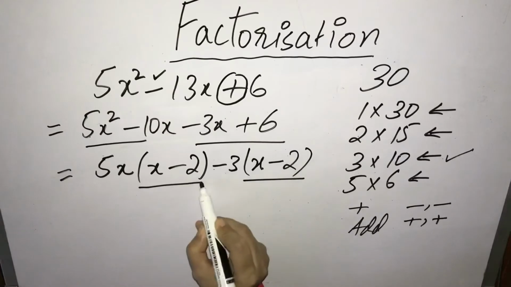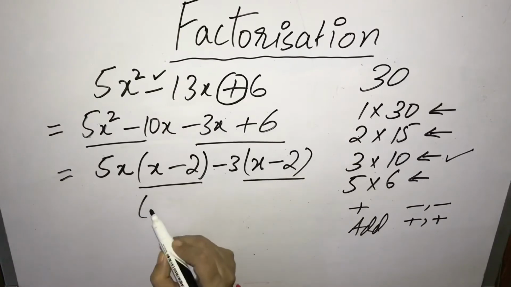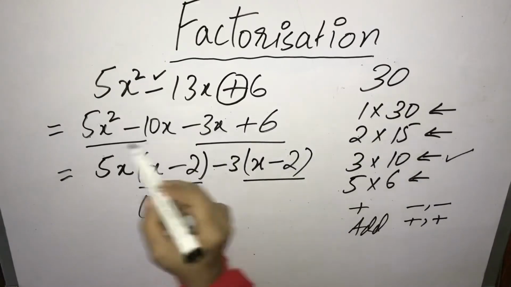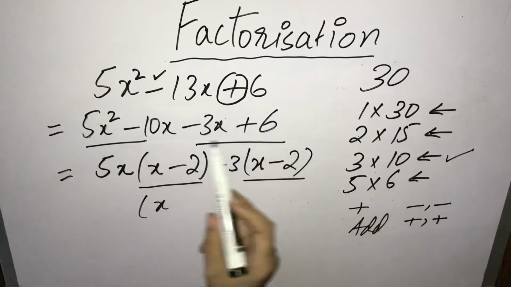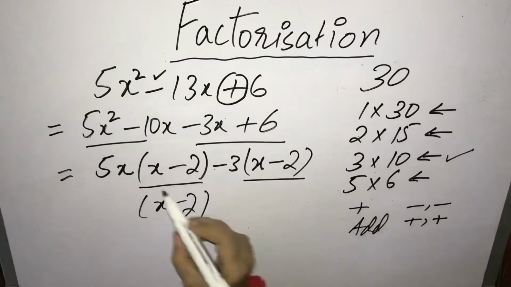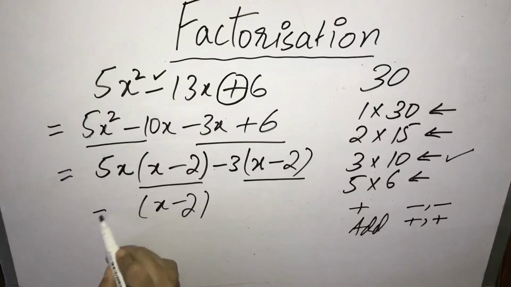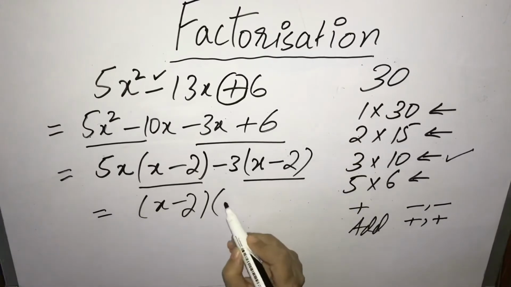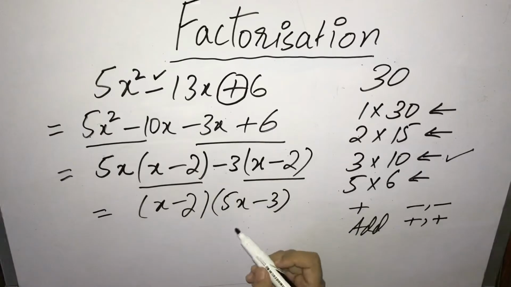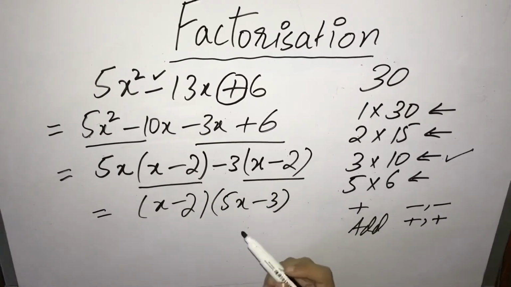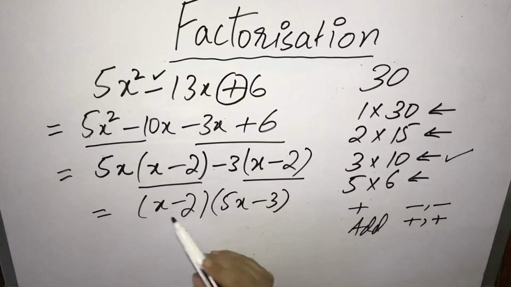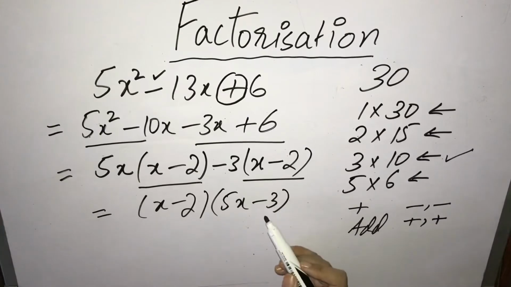This bracket is the same, it means your working is correct. If this bracket is different, it means you have done wrong working, or you have chosen the wrong pair. x minus 2, as it is common, I shall take it first, and this is the remaining number, 5x minus 3. If I have to check my answer, I can multiply these two: 5x² minus 3x minus 10x, that is 13x, and 3 2s are 6.